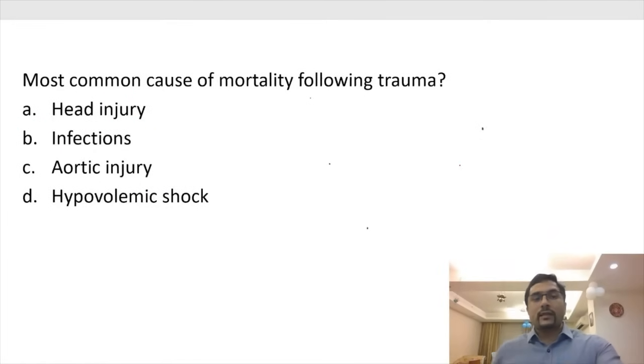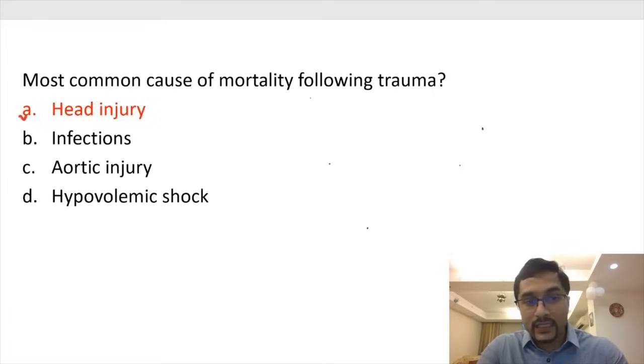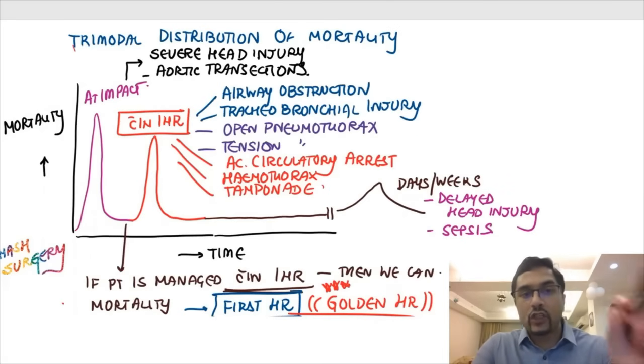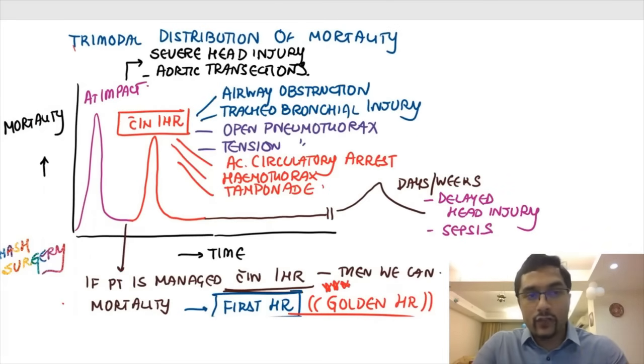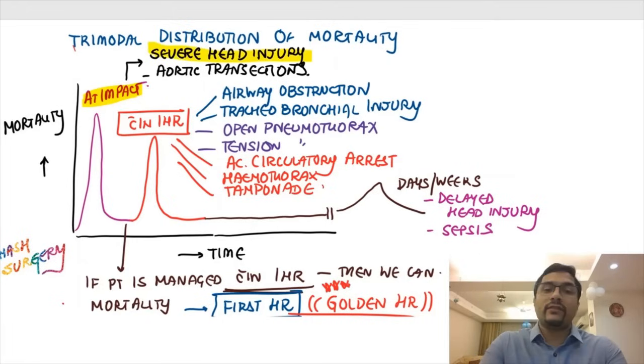The next question is the most common cause of mortality following trauma. So the most common cause of mortality following trauma is head injury. This has been asked many times in the exam. You can see here that there is a trimodal distribution of mortality following trauma. The first spike is at the time of impact, and mostly deaths are due to severe head injury.